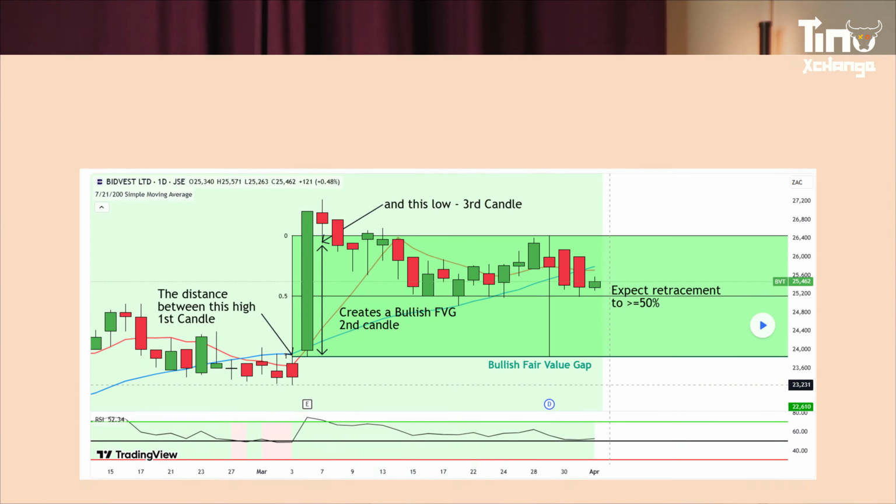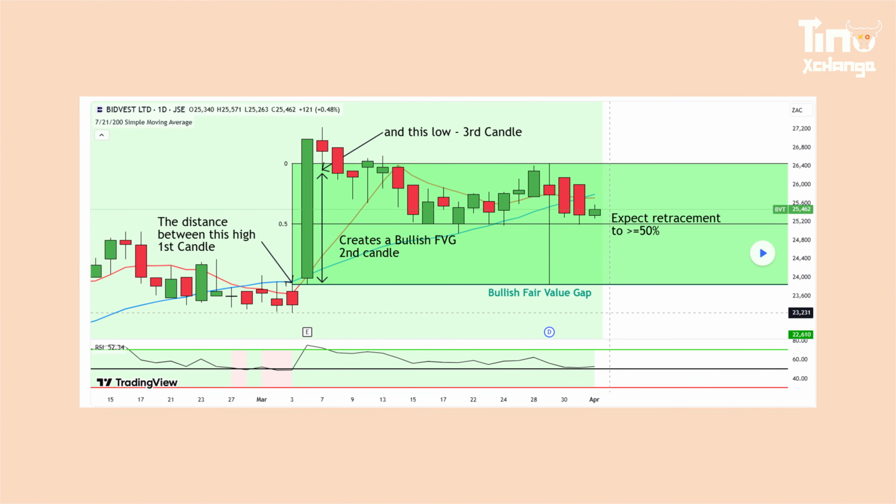For example, after a strong bullish move, you might notice a gap between candles on the 15-minute or 1-hour chart. That's a fair value gap. And when price returns to it, it may give a great entry point if it aligns with your overall market structure. And the next I want to touch on is order blocks, OB.